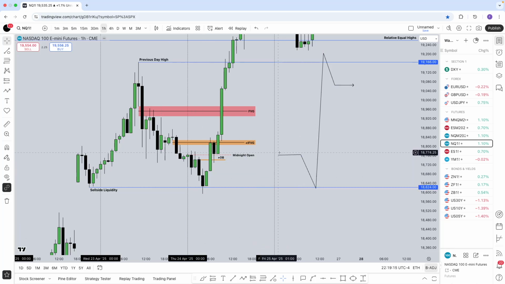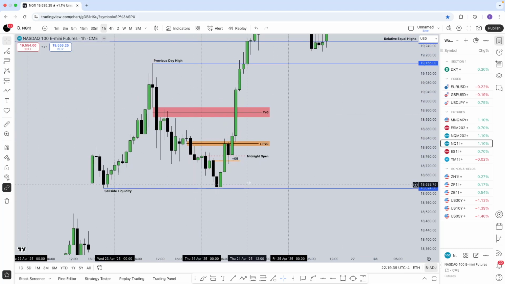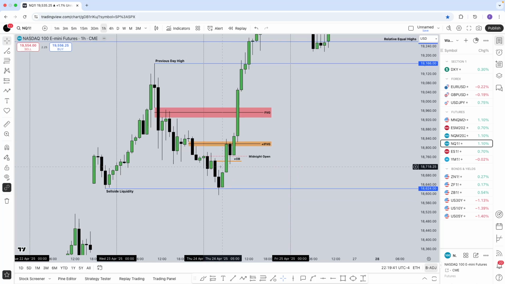So this makes sense. We have that accumulation right here, then manipulation, taking out the sell side liquidity, making people think this should continue lower. And now during the AM session, the New York session, price railed higher as an expansion, right? Which makes sense if you think of it from a power of three perspective, of how we had this trade on Thursday.